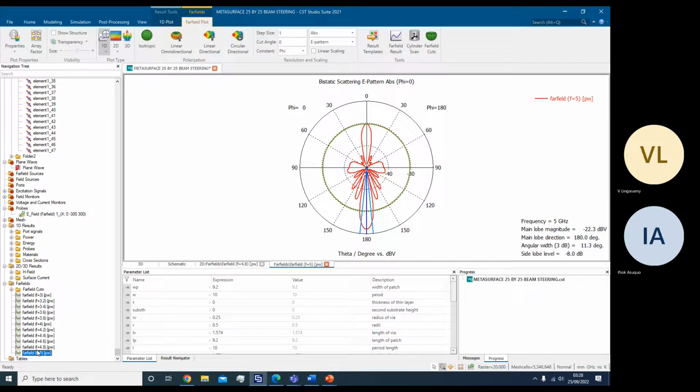Don't be offended. Are you saying go to far field cuts? No, far field cuts. On the bottom, there is one far field cuts option, right? Yeah. Can you go to that? There is a plus next to far fields. Click on that. 45 degree, 0 degree, whatever you are giving, you can select which one you want.